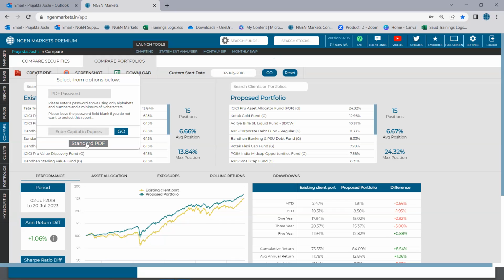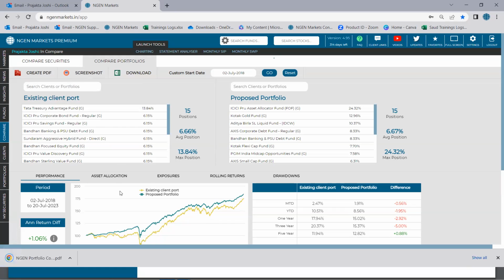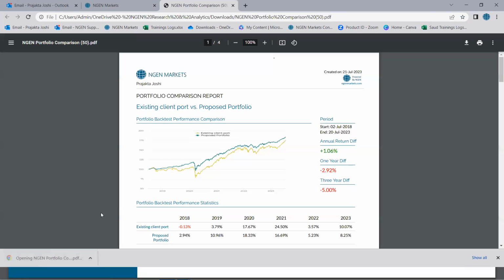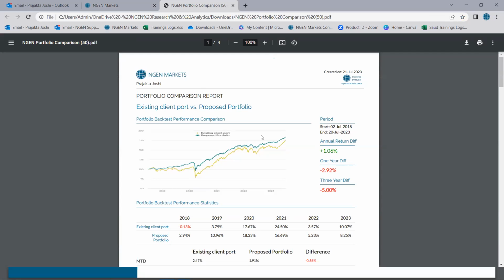What the standard PDF will do is download the entire analytics that we just did for comparing the two portfolios vis-a-vis. The analytics will get exported, but the proposal will be in the form of percentage. So I've just opened this PDF, and this is how it will look. Of course, not to repeat, all of these reports that you generate will be co-branded from our platform, so you'll have your own company name and logo here.